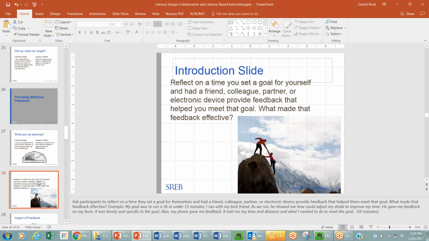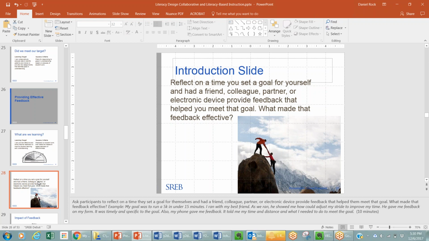Take a minute and reflect on a time you set a goal for yourself and had a friend, a colleague, a partner, an electronic device provide feedback that helped you meet that goal. What made that feedback effective? A common goal for a lot of people is often weight loss, right? Also exercise. My goal was to run a 5K in under 15 minutes. I ran with my best friend, and as we were running, he was showing me how I could adjust my stride.